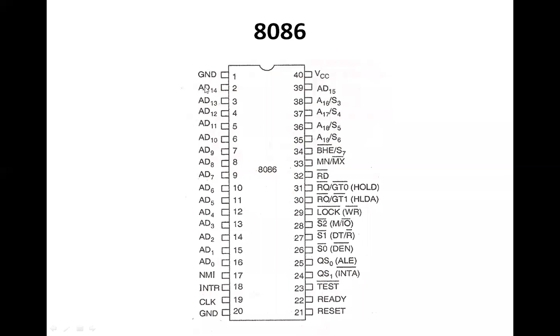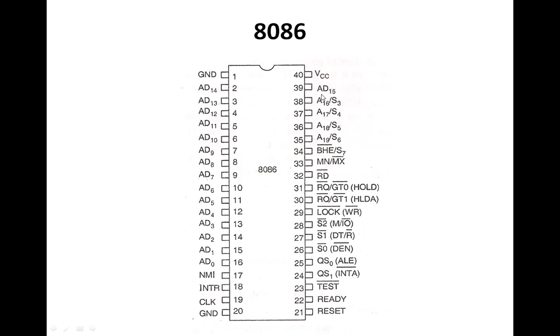So now let us go for the discussion on the individual pins. What is the working of those pins? So first of all, I will be discussing AD15 to AD8. Now, the 8086 address and data bus lines are composed of the upper multiplexed address and data bus. This is AD8 to AD15.